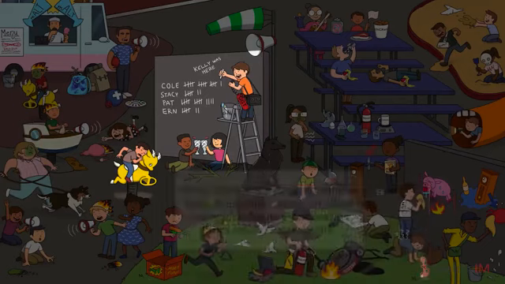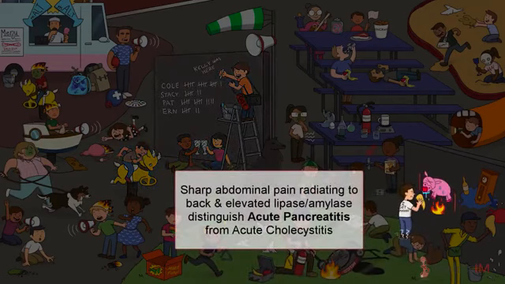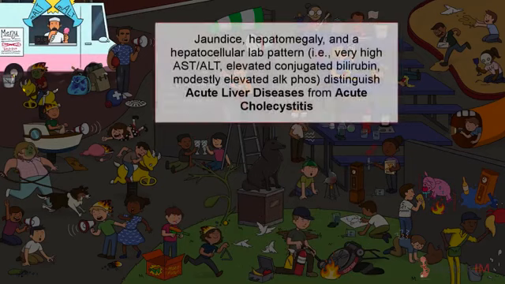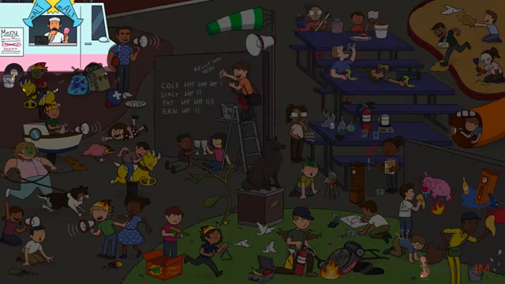abdominal ultrasound. Acute pancreatitis should always be on the differential diagnosis of abdominal pain, but with acute pancreatitis, expect to see sharp pain radiating to the back and elevations of serum lipase and amylase to over 3 times the upper limit of normal. Acute liver diseases can cause right upper quadrant pain, nausea, and vomiting as well, but with acute liver diseases, expect to see jaundice, hepatomegaly, and a hepatocellular lab pattern, meaning super high AST and ALT, elevated conjugated bilirubin, and modestly elevated alk-phos levels.